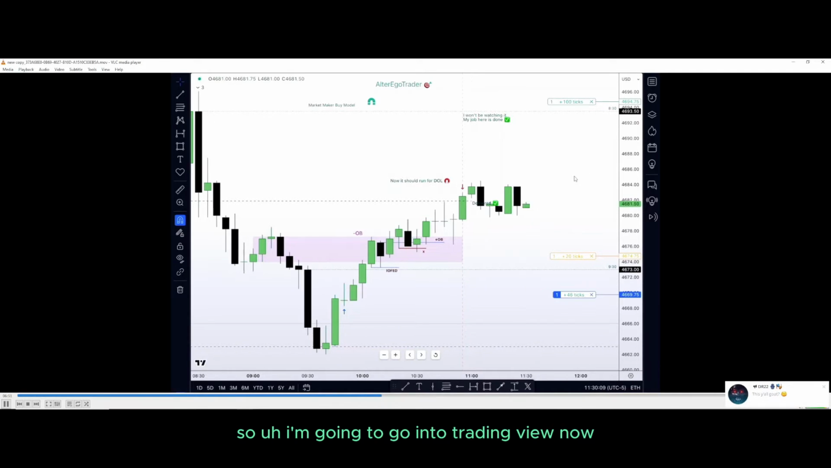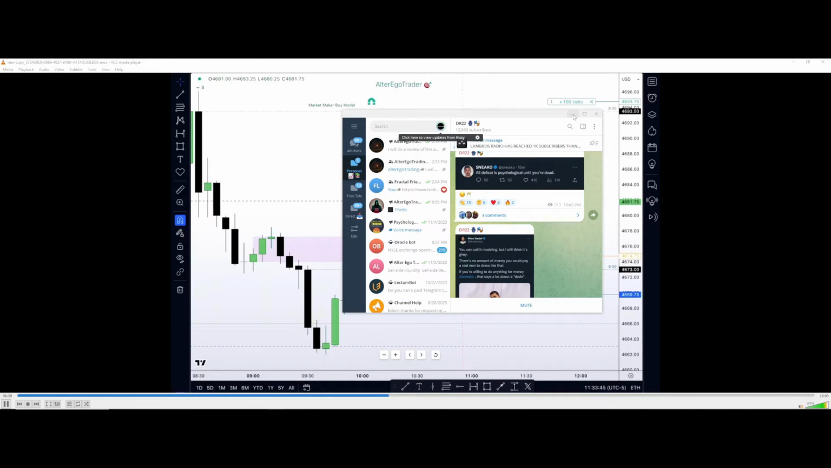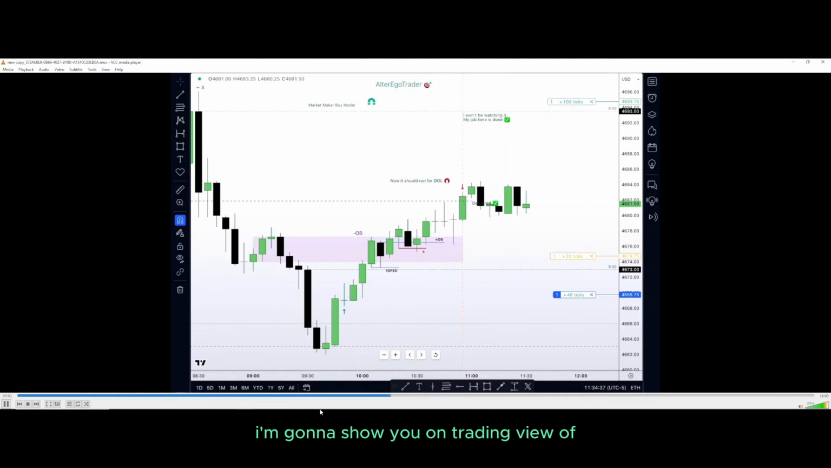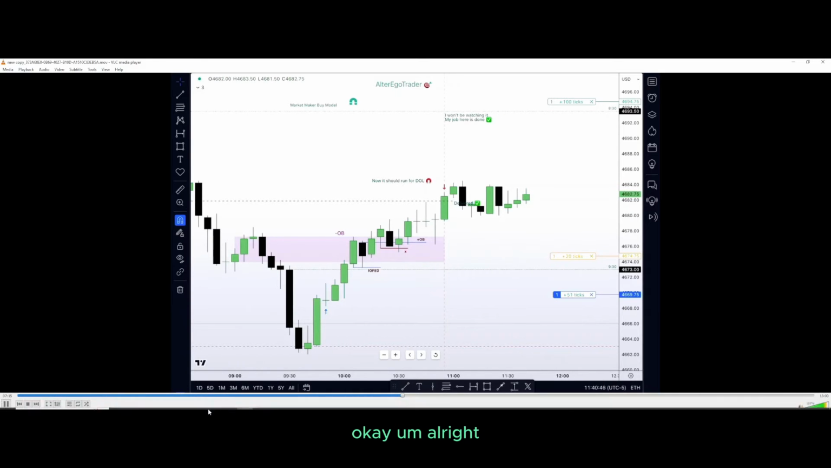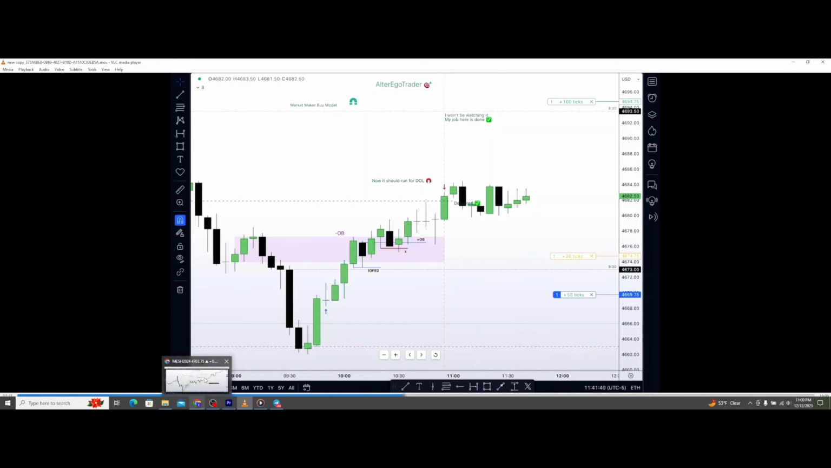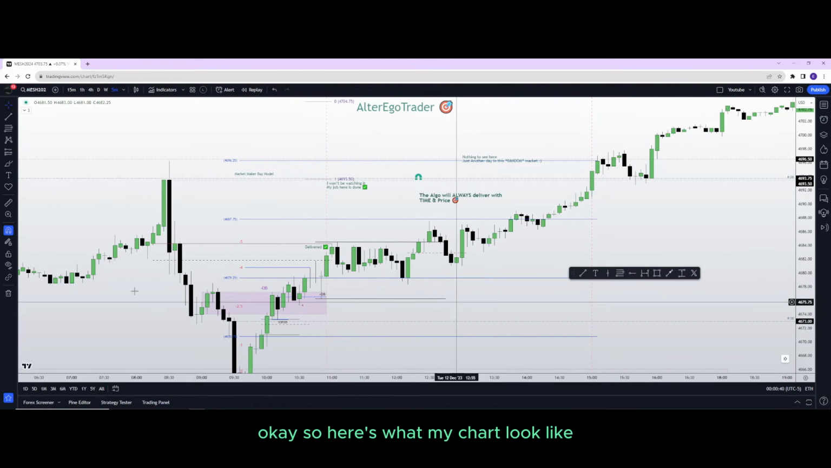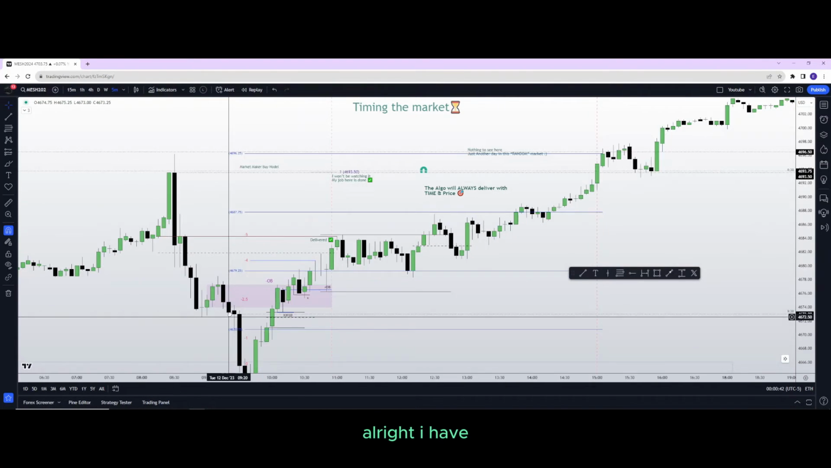I'm going to show you on TradingView what I was looking at, right? What I use for targeting and what concepts I actually apply in this trade. Okay, so here's what my chart looked like.